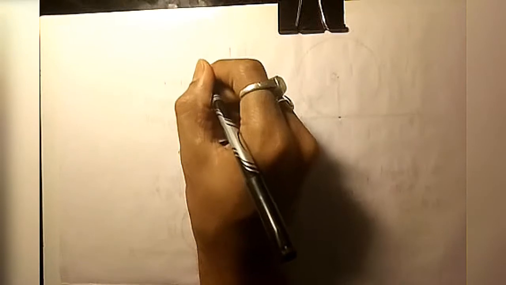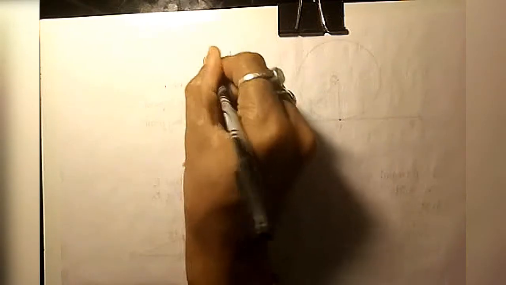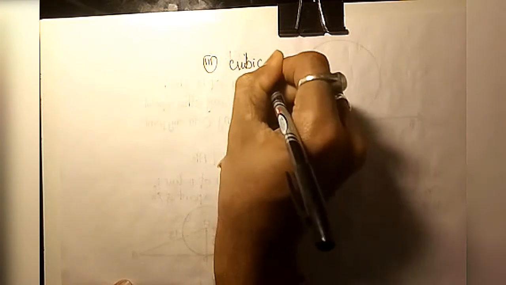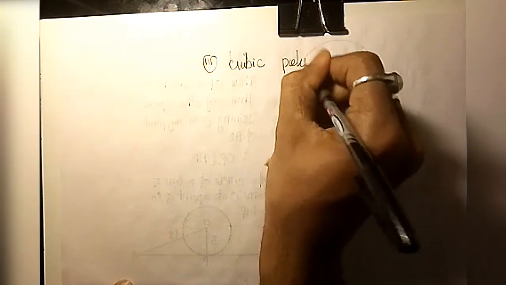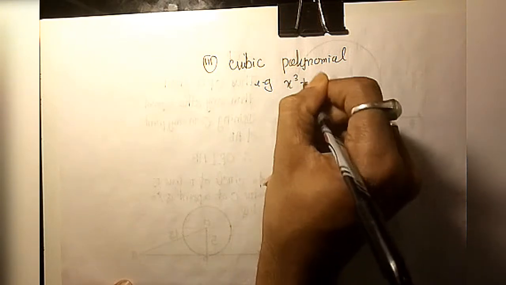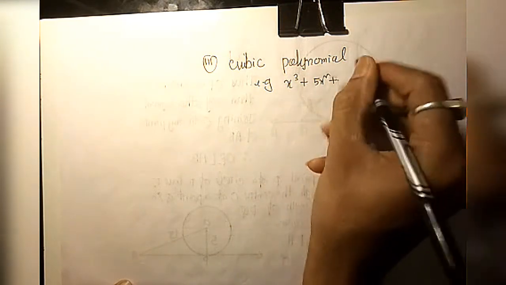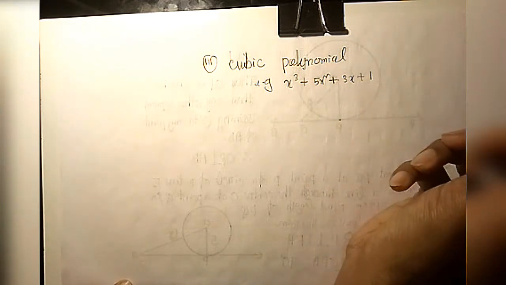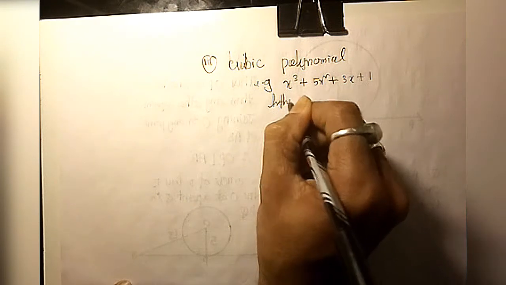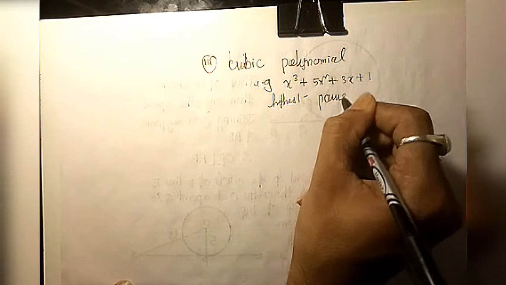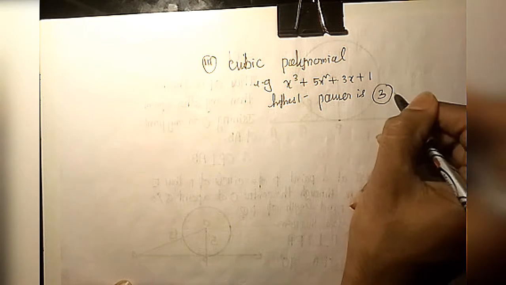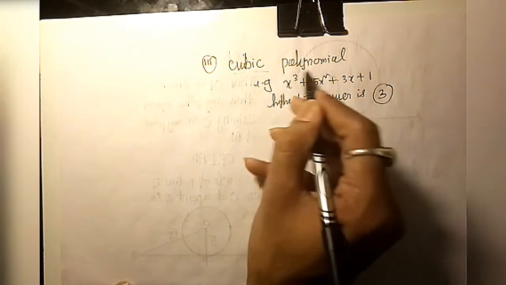Number 3 in types of polynomial, cubic polynomial. For example, x cube plus 5x square plus 3x plus 1 is a cubic polynomial because the highest power of the variable is 3. That's why it is known as cubic polynomial.